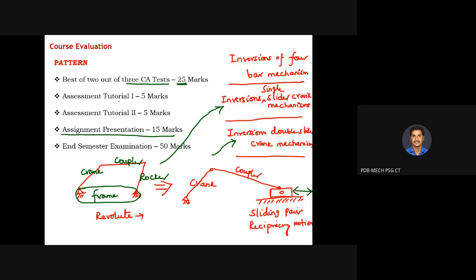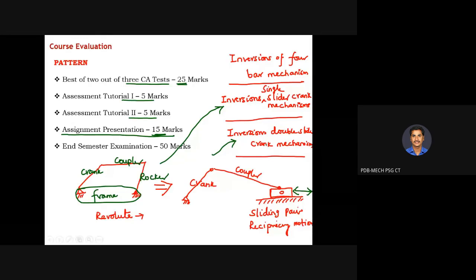So the best 2 will be taken, and you are having an assessment tutorial 1 for 5 marks, assessment tutorial 2 for 5 marks, and assignment presentation for 15 marks. In this assignment presentation, I leave it to you for self-study and explanation in the assignment presentation component: inversions of single slider mechanism and inversions of the double slider mechanism. So 2 batches can select these 2 topics for their explanation.